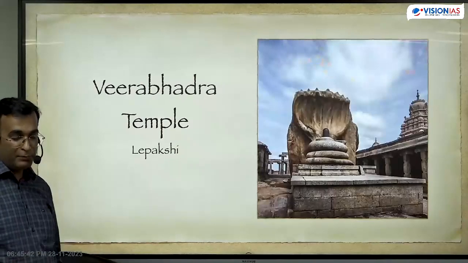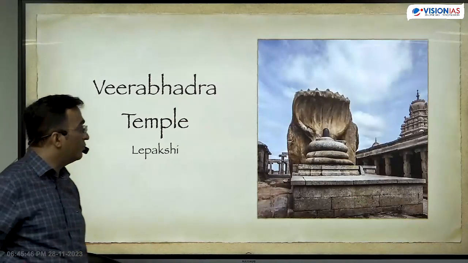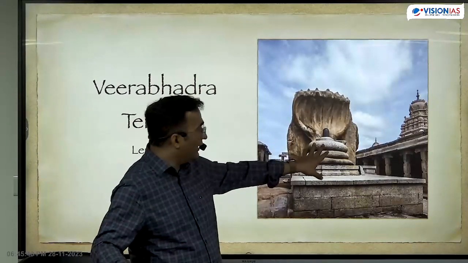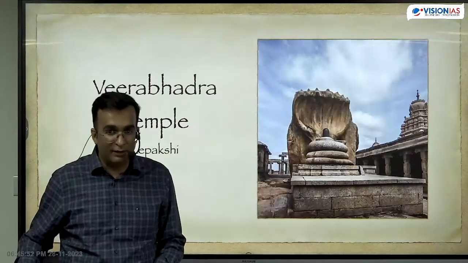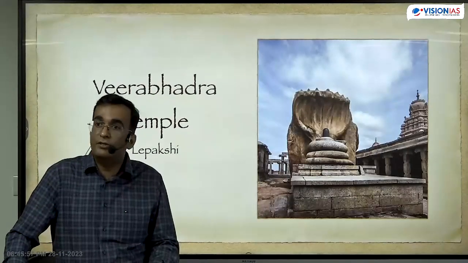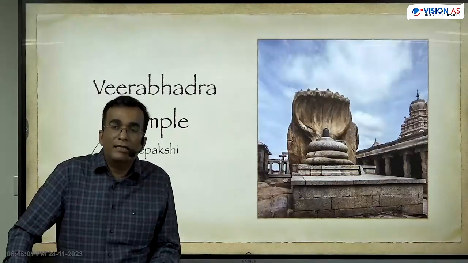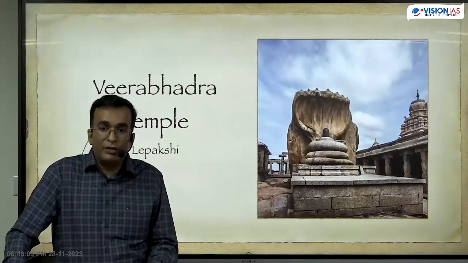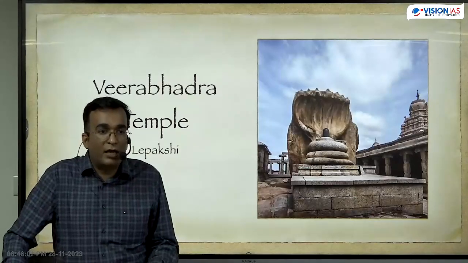Then this is Veerbhadra temple of Lepakshi. So Veerbhadra temple of Lepakshi has a story, it seems to be the image of Lord Shiva. The story is from the Ramayana itself. The name of the place, Lepakshi, is in Anantapur district of Andhra. And the story is that when Ravan kidnapped Sita, Jatayu fought with Ravan, and this is the place where Jatayu fell.